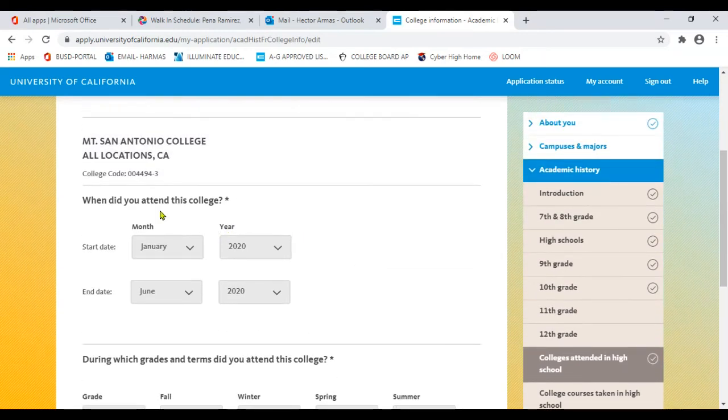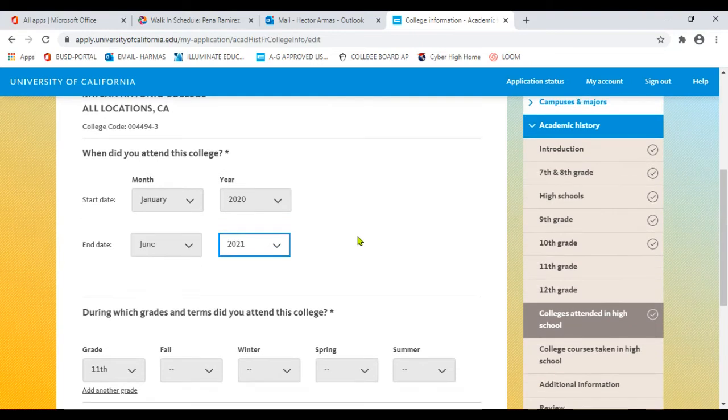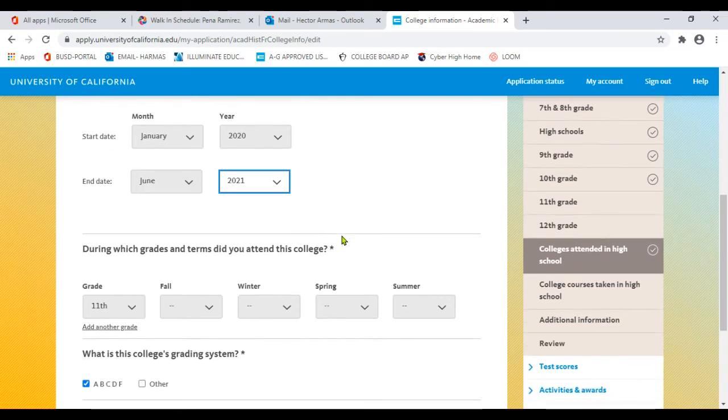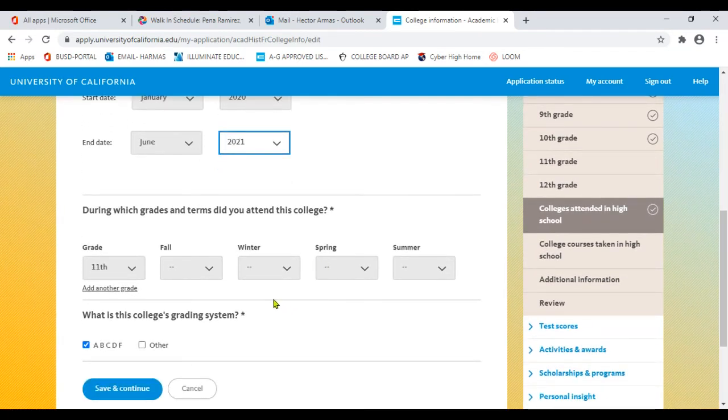What you're going to do is, when did you attend this college? Okay, I attended in January of 2020, and I'm also going to finish in June of 2021. So I'm going to change this here to show my second semester, right? Because I'm enrolled in a dual enrollment class right now, and also second semester. Yes. Okay, so then I'm going to say, to June 2021.